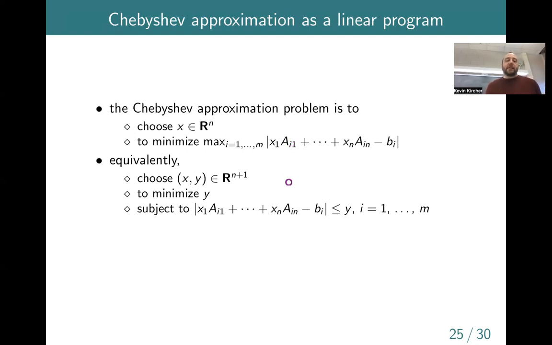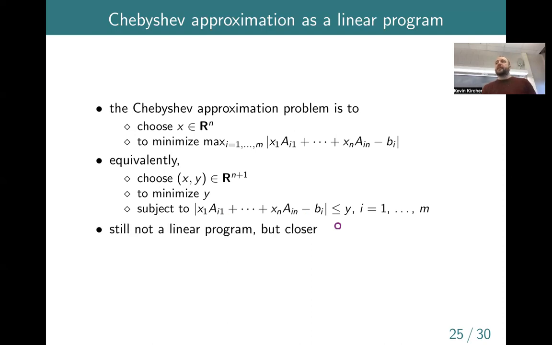So we can broaden that a little bit by introducing a new variable y. And now we want to choose both x and this variable y. So our decision variable is now in R^(n+1), subject to this absolute value thing being less than or equal to y for each of the i, so for each example in our training data set. You can see how these two are equivalent. You want to make y small, so you're going to push it down until it hits the largest of these absolute value terms.